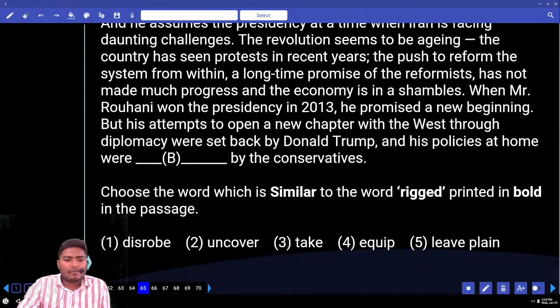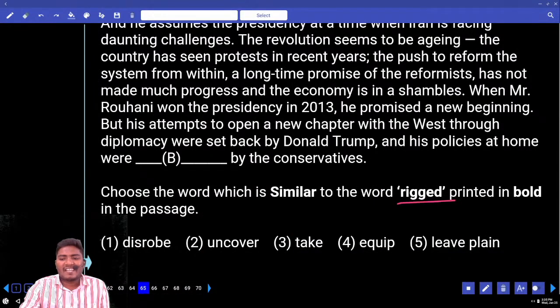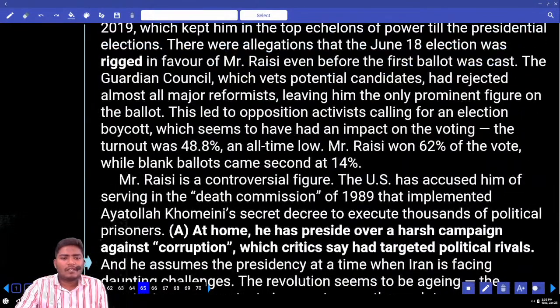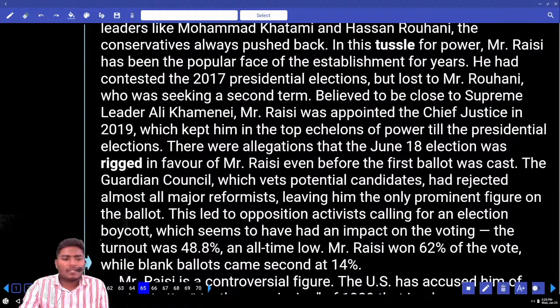Next, move to 65. Similar word for the word rigged. What do you mean by rigged? You know rigging in the elections? Have you heard this term rigging? Rigging happened, so they say do the re-election. Did you hear? Election rigging. Do you know election?